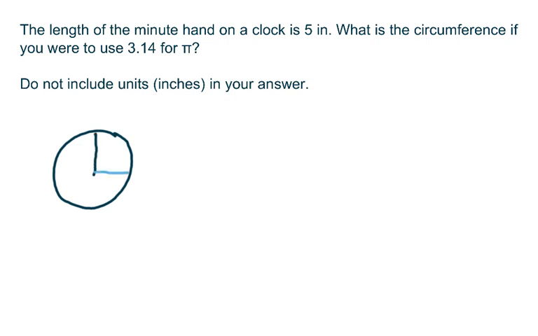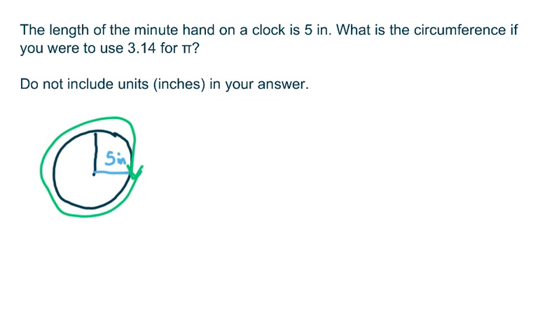So here's the minute hand, and they tell us it's 5 inches long. And we need to find the circumference. So circumference is the distance around. So starting in one spot and going all the way back around.